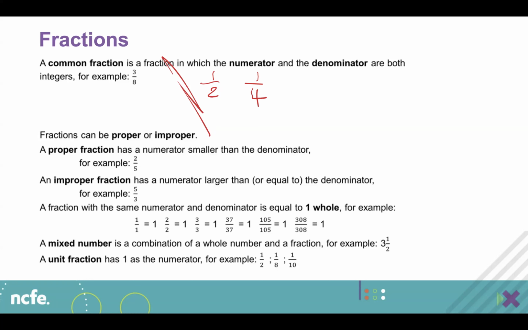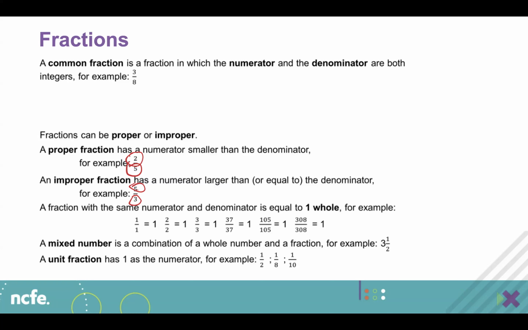Now, a proper fraction has the numerator smaller than the denominator, so the numerator, the top one, is smaller than the denominator. An improper fraction has a numerator larger or equal to the denominator, for example, 5/3. 5 is bigger than 3.